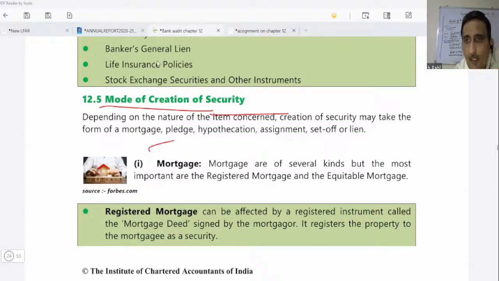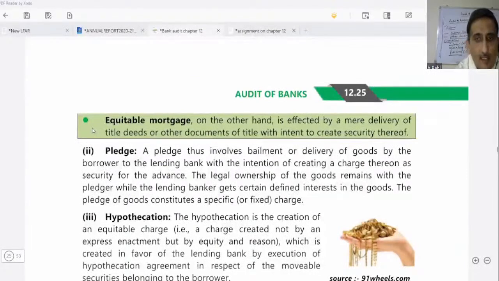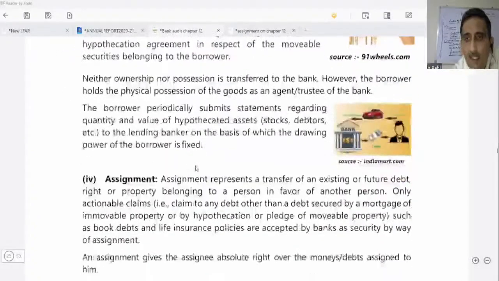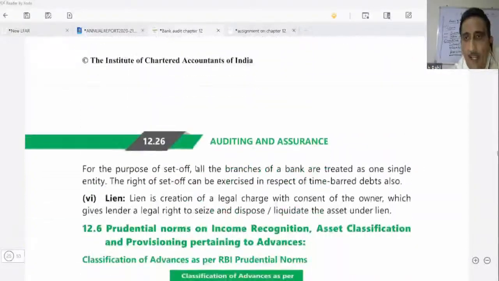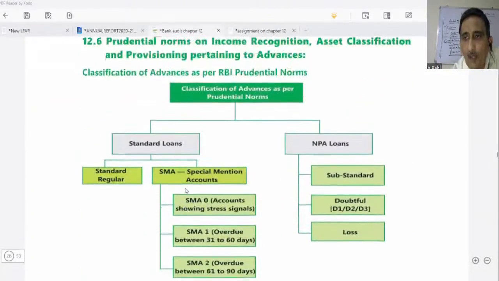Mortgage, equitable mortgage, registered mortgage, pledge, hypothecation, and then there is assignment and set off and lien. Lien is, I told you, simple creation of a legal charge with the consent of an owner. Okay. And then there are prudential norms on income recognition.